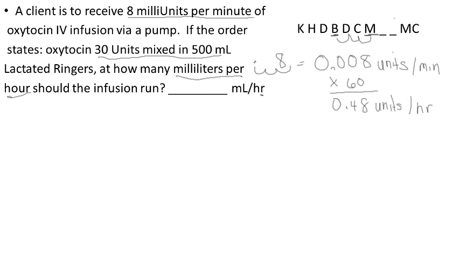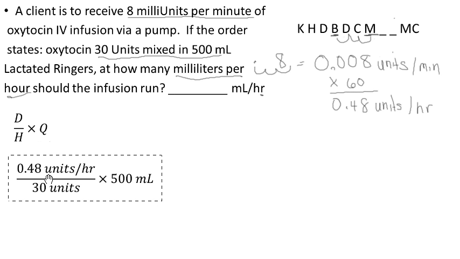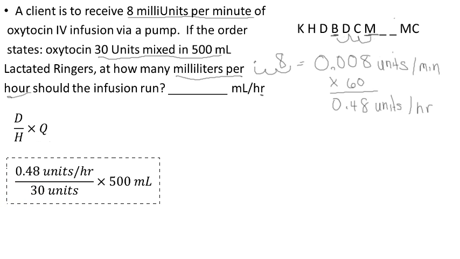From here, there's a number of different ways to solve the problem, so it depends on your personal preference. Many people like the formula that we often refer to as the nursing rule, so desired over have times quantity. In this formula, the desired amount is the amount that we've been working with. So we'll put the 0.48 units per hour into the desired spot.